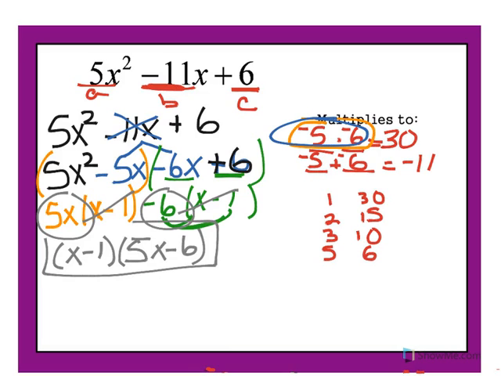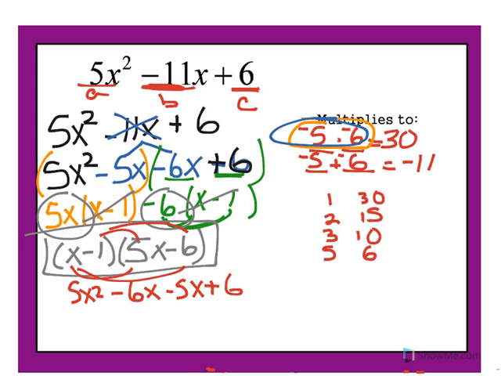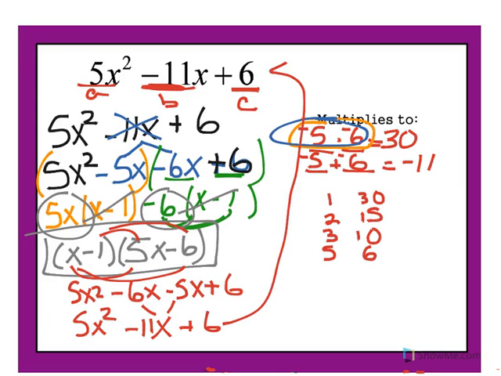I'd like you to pause for a moment and see if that makes sense. That's a lot of work and it's a lot of new things. If I were to double check to prove that I did in fact do it correctly, I could distribute. X times 5x is 5x squared. X times minus 6 is minus 6x. Negative 1 times 5x is minus 5x. Negative 1 times negative 6 is positive 6. If I combine my like terms in the middle, I do in fact get back to the original trinomial that we started with.